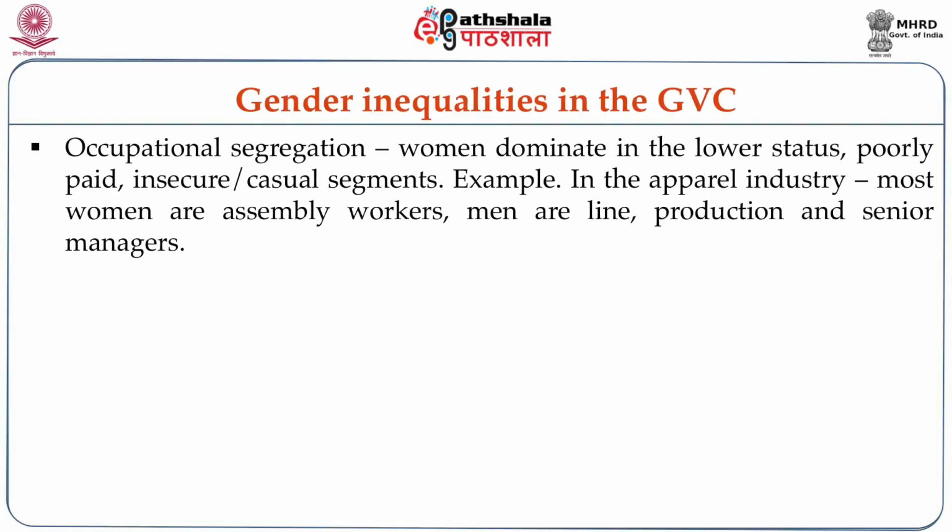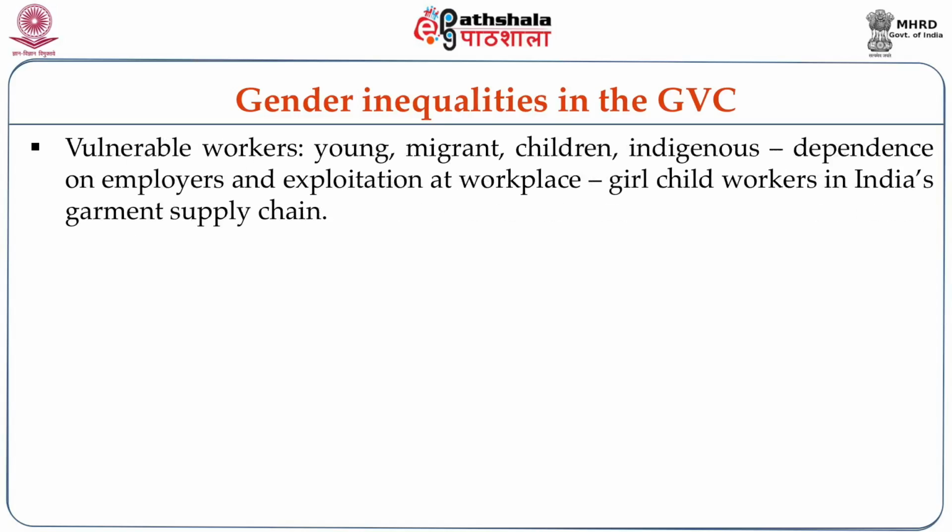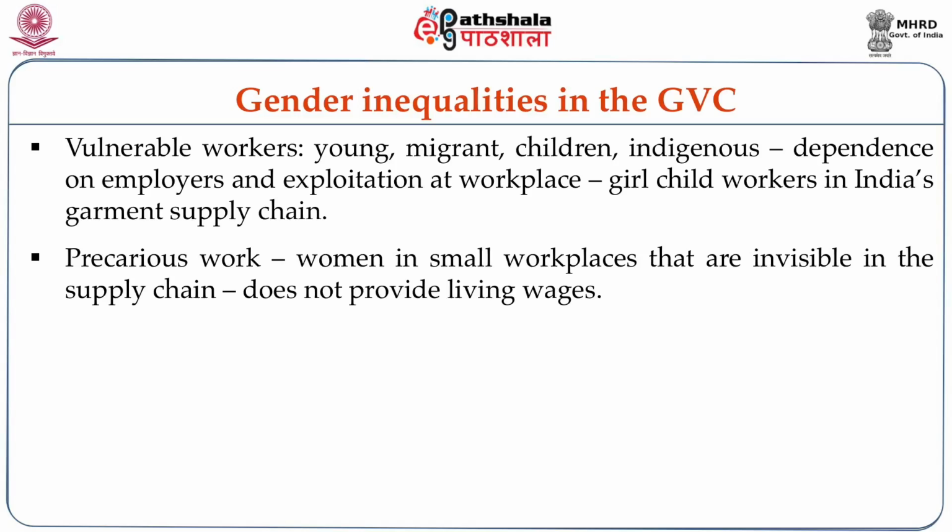However, there are certain inequalities that inhere in the global value chain itself, one of which is occupational segregation. Women again tend to dominate in the lower status, poorly paid, insecure, casual segments. For example, in the apparel industry, most women are assembly workers. Men are line production and senior managers. Vulnerable workers, young migrant children, indigenous people have high dependence on employers, and they're highly susceptible to exploitation at the workplace. Girl child workers in India's garment supply chain are an example of this, a category of highly insecure and vulnerable workers.